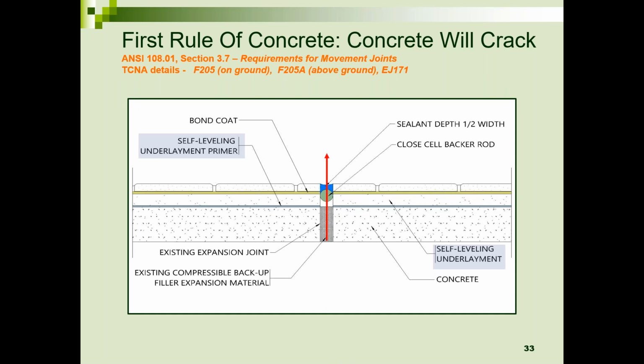Here's the TCNA detail that tells you how all those components work together or should be installed. Very important if you're reading a specification that the correct TCNA details are listed. Also, EJ171, that's the detail or all the information you need for movement joints. So there's a lot of good information in the TCNA handbook that I mentioned earlier.